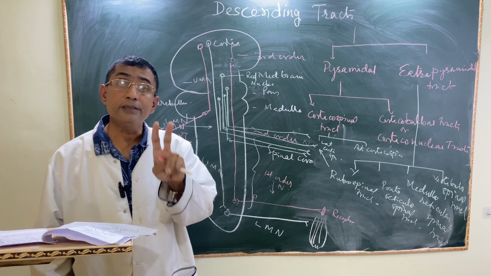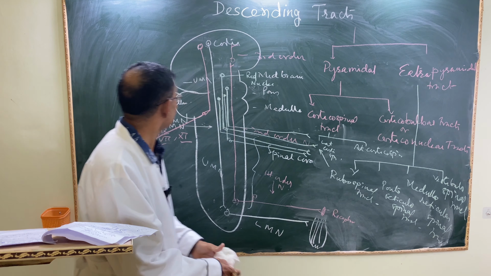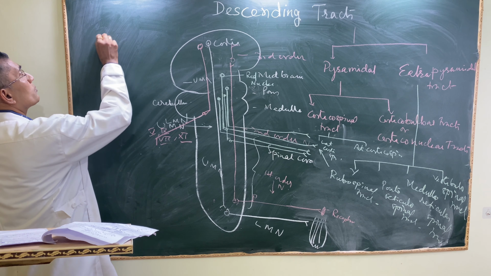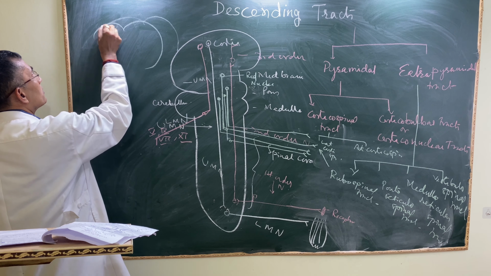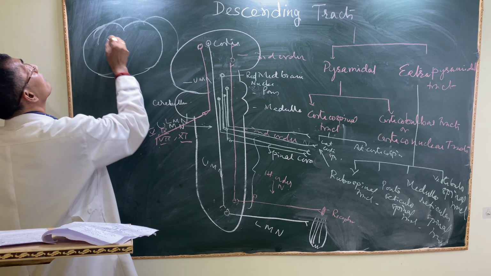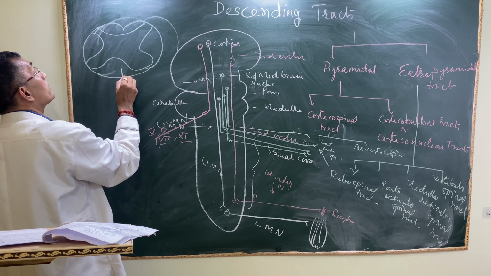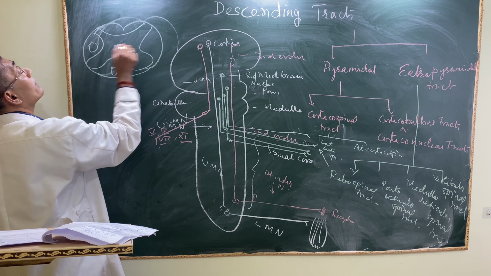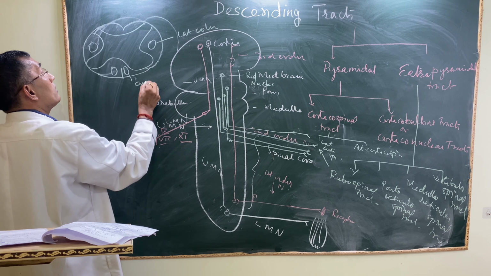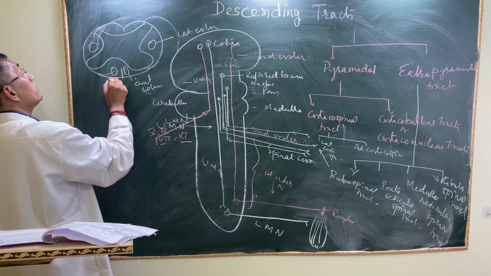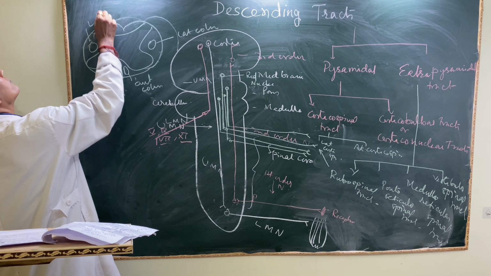Corticospinal tract is divided into two. One is lateral corticospinal tract, another is anterior corticospinal tract. Diagrammatically, if we look at, this is the spinal cord. Here we have the anterior column, and here we have the lateral column. Correct? This is anterior column, and this is lateral column.